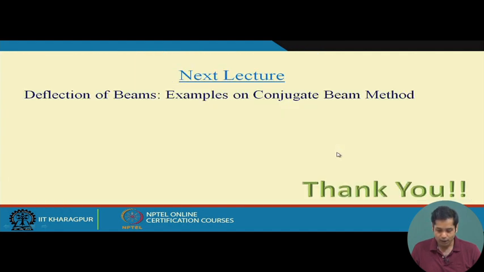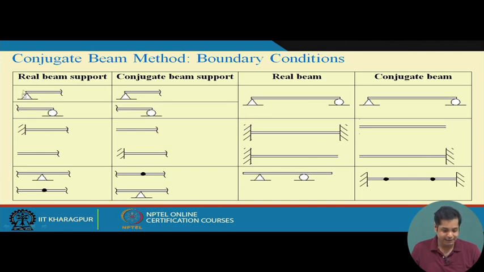Now, this is very important, because in many places we make a mistake in identifying what is supposed to be given in a conjugate beam. So, please be careful about that. Now, let me quickly summarize the concept behind the conjugate beam method. The next class will have some examples on the conjugate beam method.